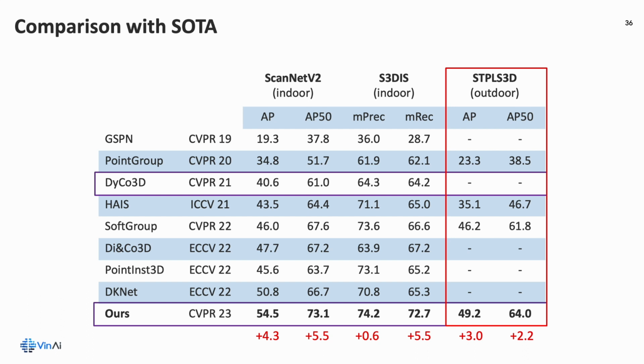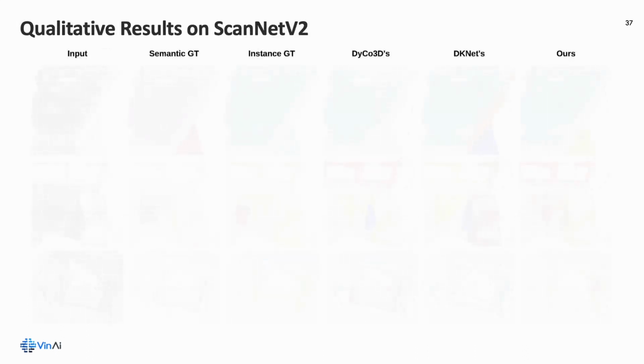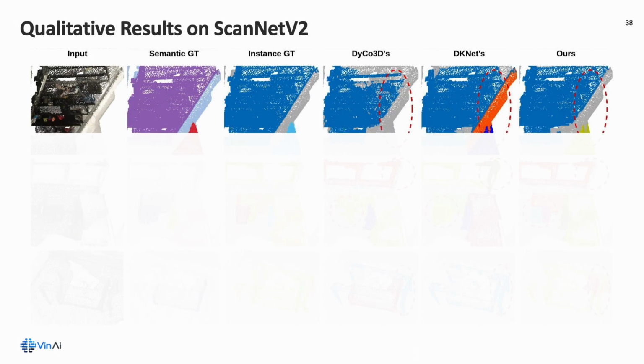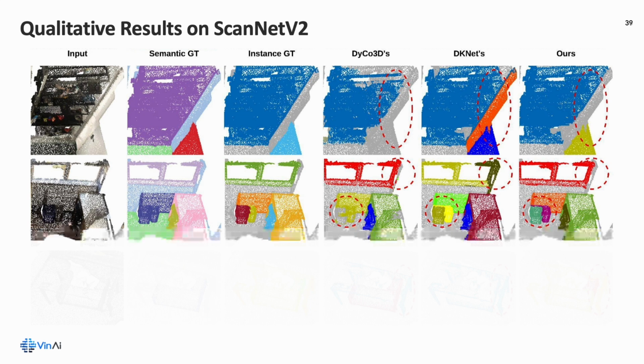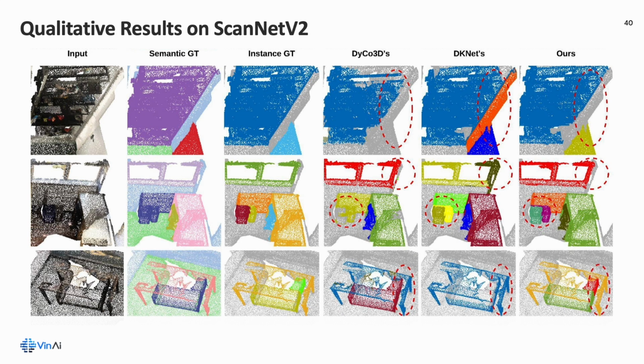We visualize the qualitative results of our method, DyCo3D, and DKNet on ScanNet v2 validation set in this figure. Each row shows an example with the input, semantic ground truth, and instance ground truth in the first 3 columns. Our method, the last column, successfully distinguishes nearby instances with the same semantic class. Due to the limitation of clustering, DyCo3D mis-segments parts of the bookshelf in row 1 and merges nearby sofas in rows 2 and 3. DKNet oversegments the window in row 2 and also wrongly merges nearby sofas and a table in row 3.